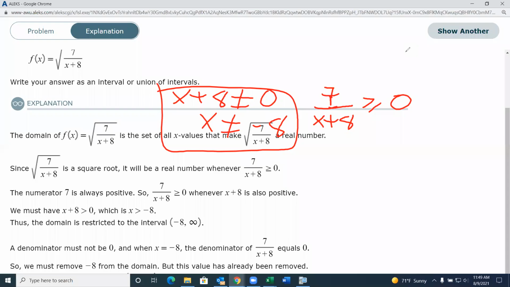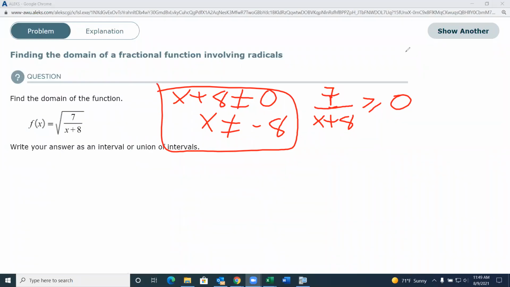Now this one's just a little bit different because, if I multiply both sides by x plus 8, well, I get that 7 is greater than or equal to 0, which is true, but not particularly helpful. So I have to think about it just a teeny bit differently. Let's think about it like this. 7 is always positive. Okay. So if x plus 8 were to become negative, then I'd have a positive divided by a negative, which would be negative. Oh, and then it would no longer be greater than or equal to 0, and that would be bad. So therefore, x plus 8 must be at least 0.